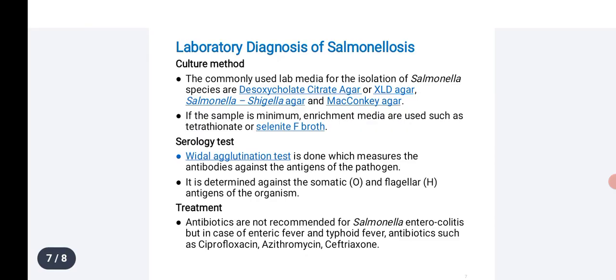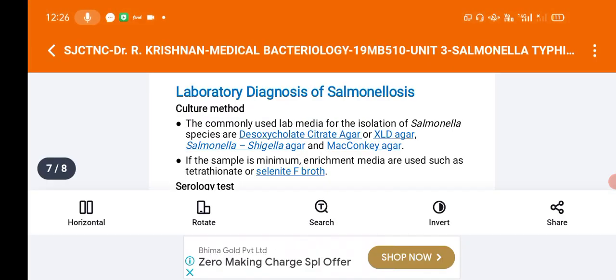Next is the serological test. The Widal agglutination test is done, which measures the antibodies against the antigens of the pathogen. It is determined against the somatic O and flagellar H antigens of the organism. So finally, the treatment for salmonellosis. Antibiotics are not recommended for Salmonella enterocolitis, but in case of enteric fever and typhoid fever, antibiotics such as ciprofloxacin, azithromycin, and ceftriaxone can be used.